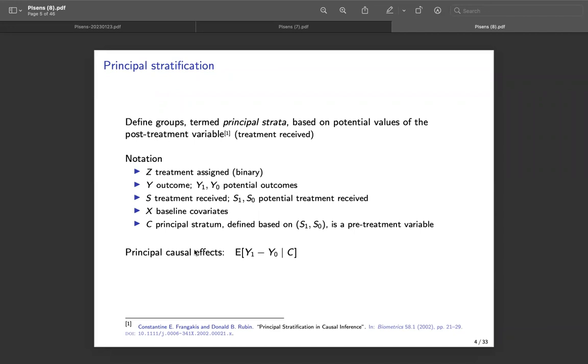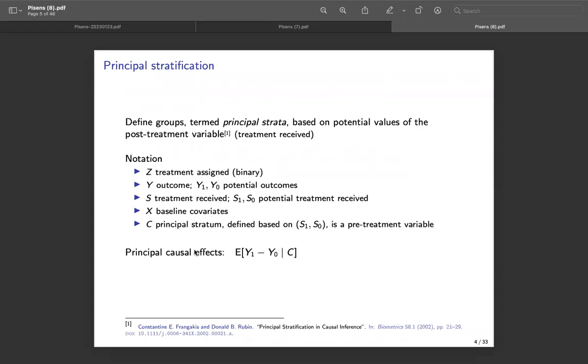This is a framework that defines groups that are called principal strata based on potential values of the post-treatment variable. For the rest of the talk, I refer to this variable as treatment received because it's the most common application. But generally, it can be any post-treatment variable. So the notation is this. Let Z denote treatment assigned, and we'll just consider a binary Z. Y is the outcome. Y1 and Y0 are the potential outcomes.